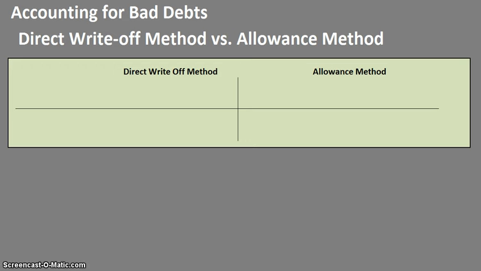Today we're going to be going over the basics for accounting for bad debts. Specifically, we'll be looking at the differences between the direct write-off method and the allowance method. Now, when it comes to the direct write-off method, the most important thing to remember is that you are going to be directly writing off that account by expensing it. So let's take a look. I'm going to go down to this box here.